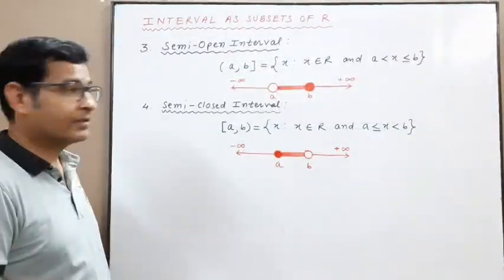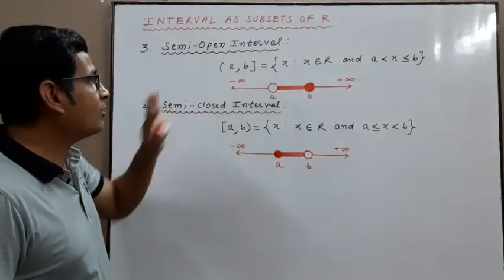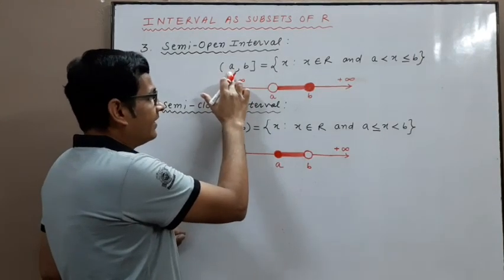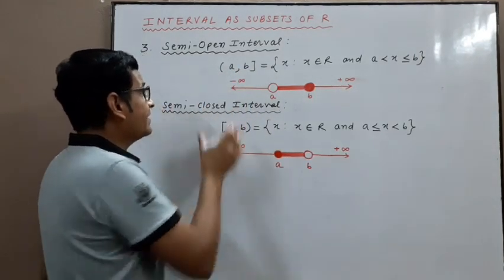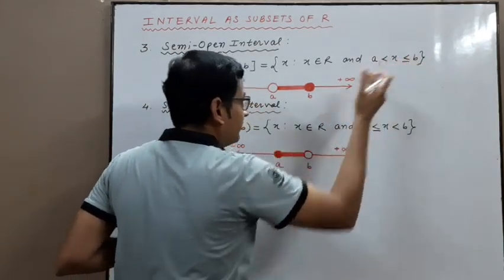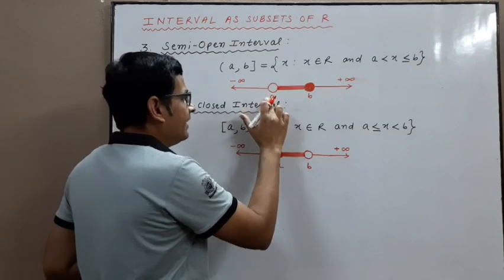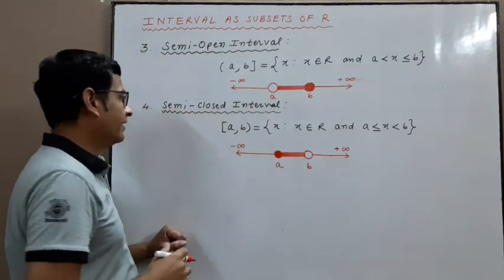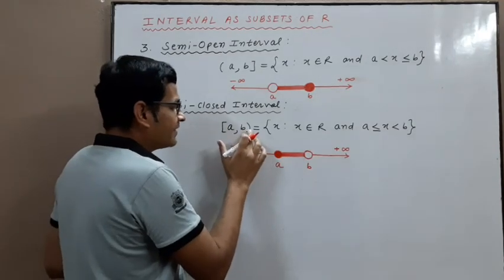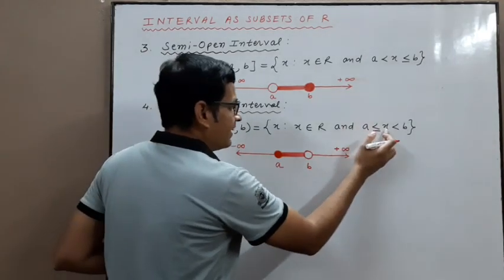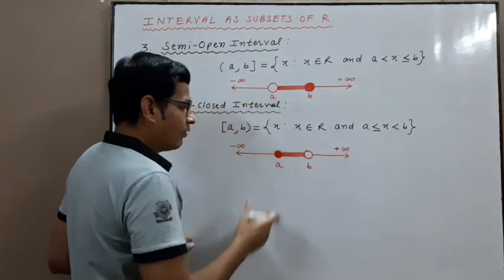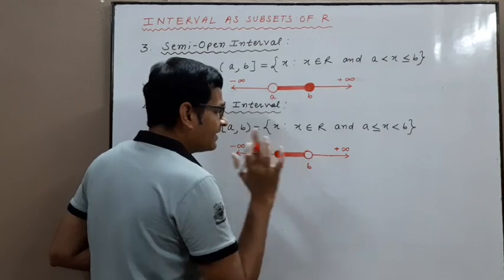Similarly, in a semi-open interval, the opening is semi, meaning use a small bracket with A and a closed bracket with B. Meaning in a semi-open interval, excluding A and including B, and on the number line with a hollow circle at A. Similarly, a semi-closed interval, the closing is semi, meaning a small bracket, meaning this time X is greater than or equal to A, including A but excluding B, and on the number line a hollow circle at B.